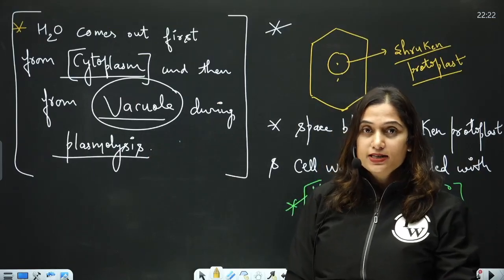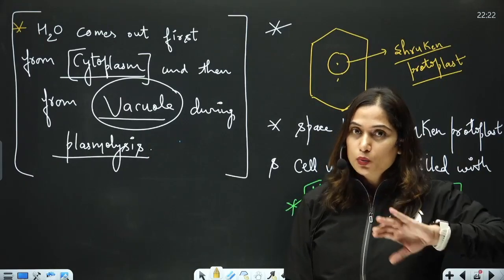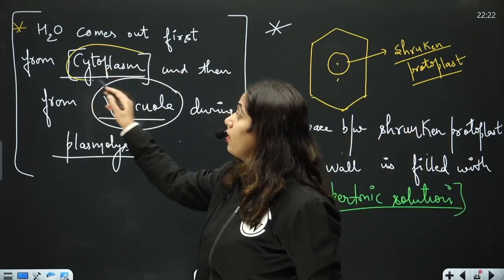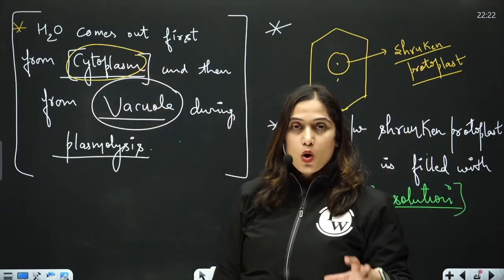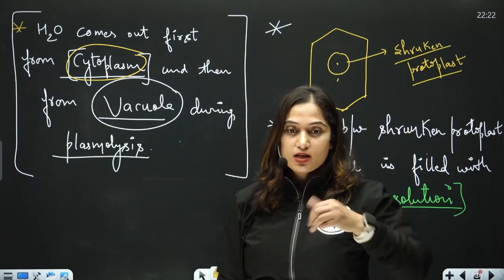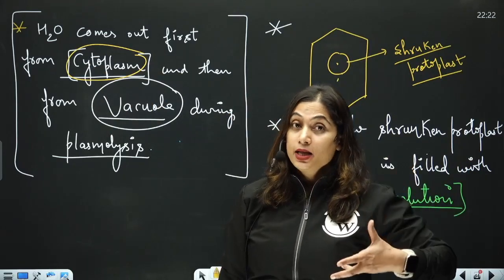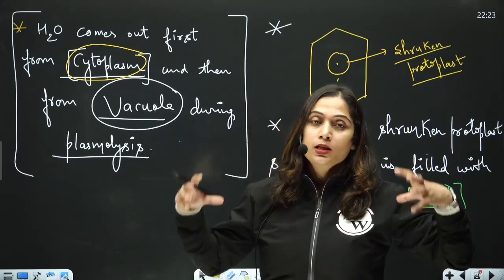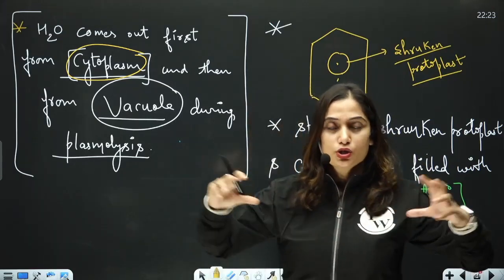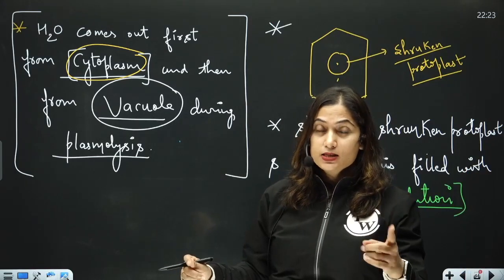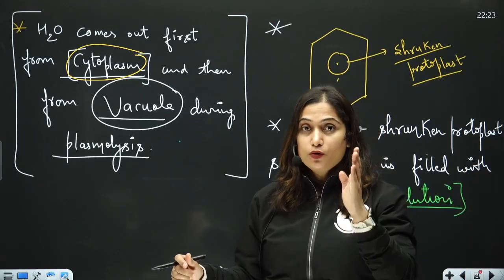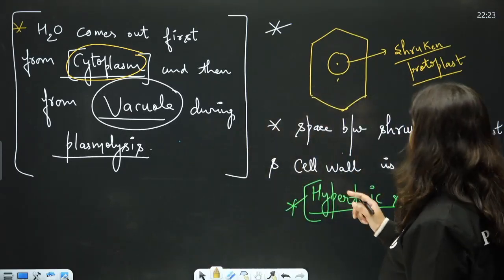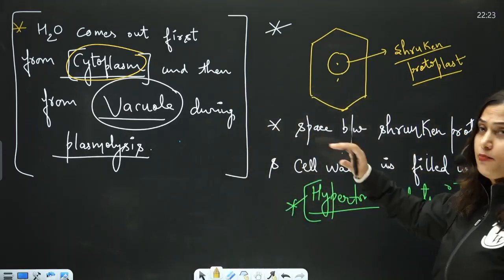When you put a plant cell in hypertonic solution, water will come out of it, but the water comes first from the cytoplasm. All the water present in the cytoplasm goes out, and then the water present in the vacuole goes out, and then the cell becomes plasmolyzed. So this is very important. During plasmolysis, the water first goes out from the cytoplasm and then from the vacuole. And there is one more question which is very important.